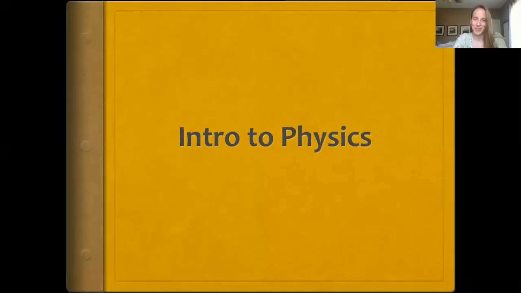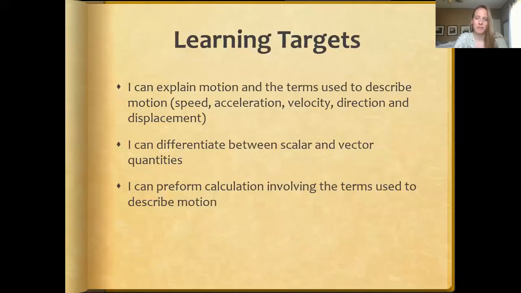So in this introductory physics lesson, we're going to be going over different ways that we describe motion and some basic calculations. Some of the terms that you'll need to know are speed, acceleration, velocity, direction, and displacement. You also need to know the difference between scalar and vector quantities, and then do some calculations.